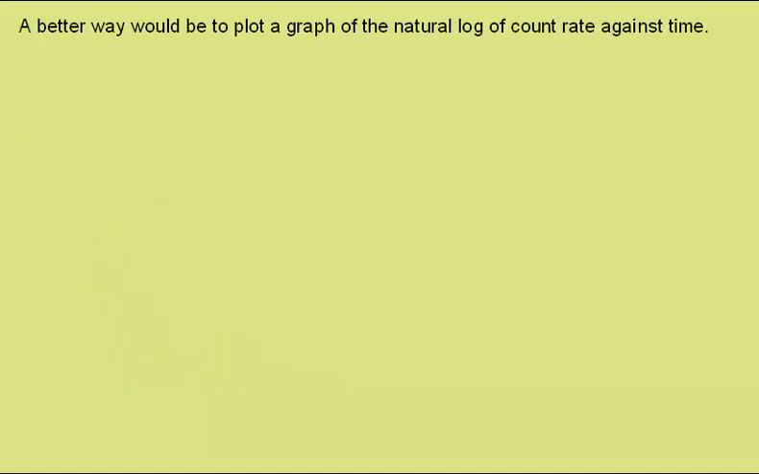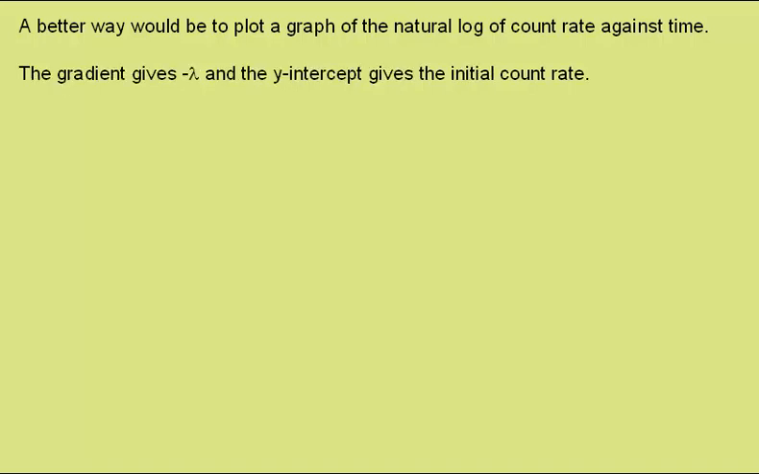Of course, a better way would be to plot a graph of the natural log of count rate against time. The gradient then gives minus the decay constant, and the y-intercept gives the initial count rate. This is described in more detail on the video on radioactive decay rate.